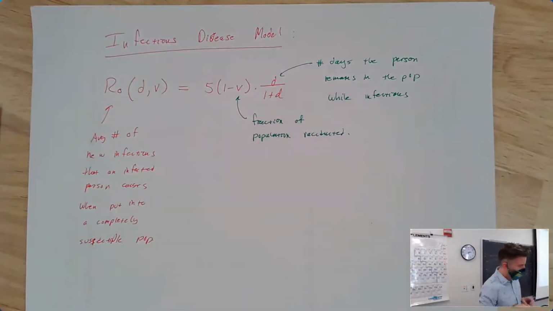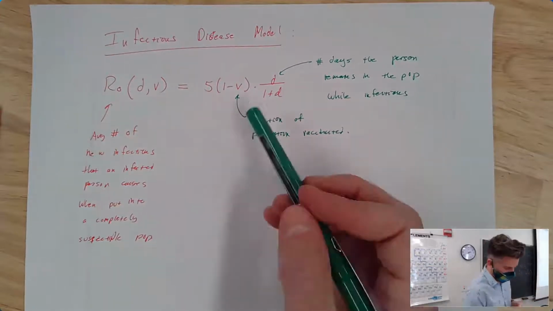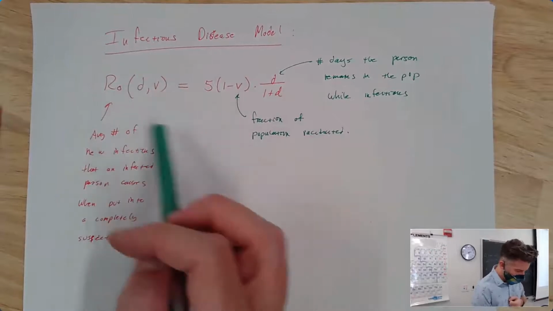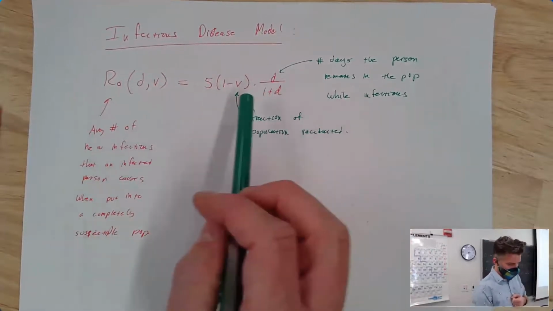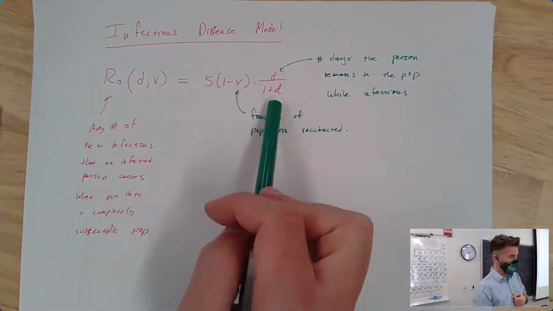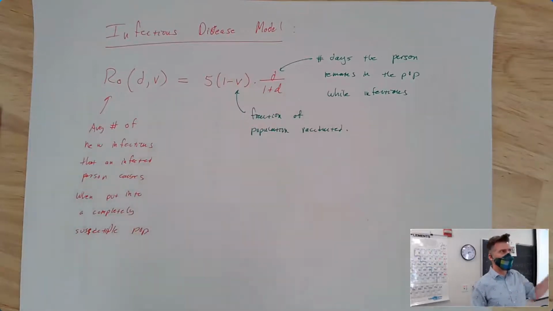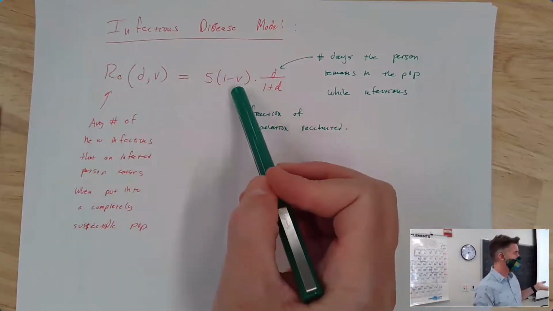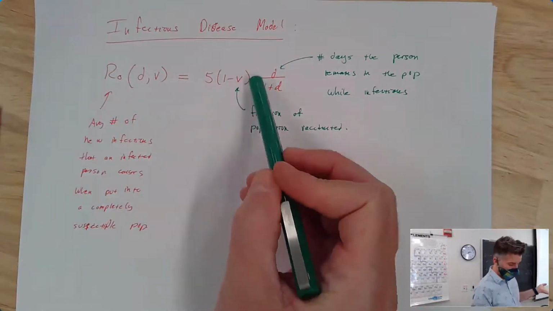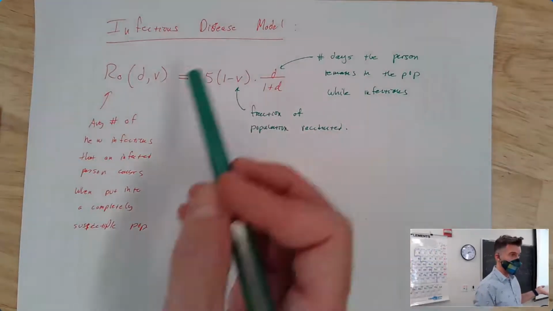And so just to think about this, let's see if this equation even makes any sort of sense. The number of new infections depends on the vaccine rate and the number of days. You would think that a higher vaccine rate should mean fewer infections. That tracks, right? Because if V is closer to 100% or 1, this is going to be smaller, which means the whole thing will be smaller.